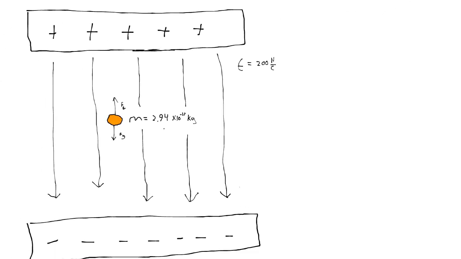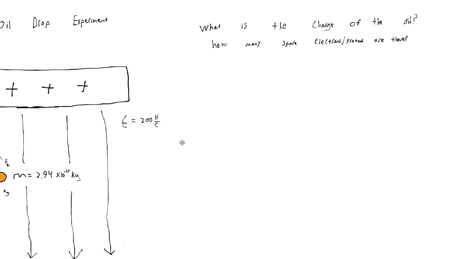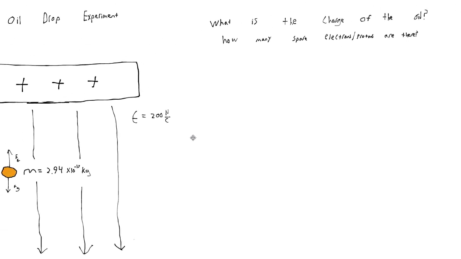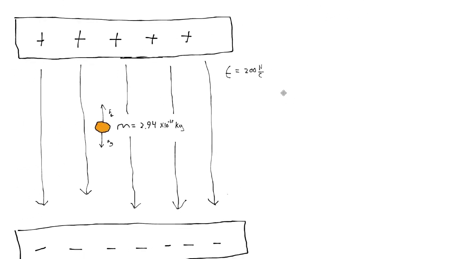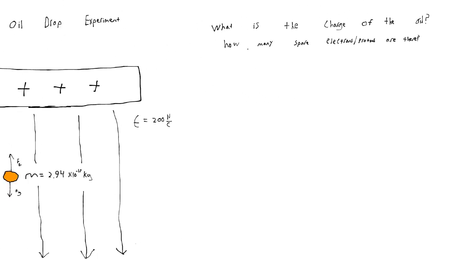So we know the mass of the oil, we know the electric field, and then we also know the gravitational field strength. It's 9.8 newtons per kilogram. So we can use those three things to find the charge of the oil. So let's do that. So we're going to do Newton's second law first.